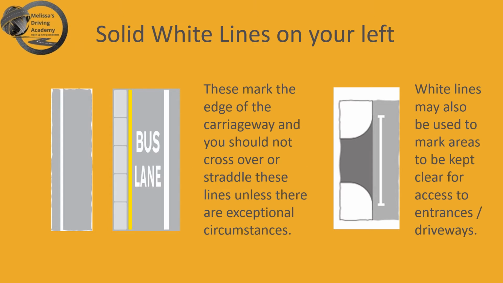We start with solid lines. Solid lines on your left will be marking the edge of the road. Imagine they're the edge of the pavement and you won't go far wrong. They may be used where there is no pavement, or where there are lanes reserved for certain vehicles, or just where the edge of the road is not very clear. A solid white line that has ends on it is used to mark entrances that may need to be kept clear, and you should not be stopping and parking on them.